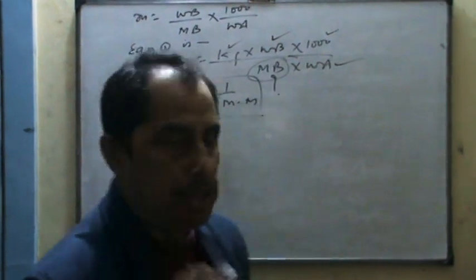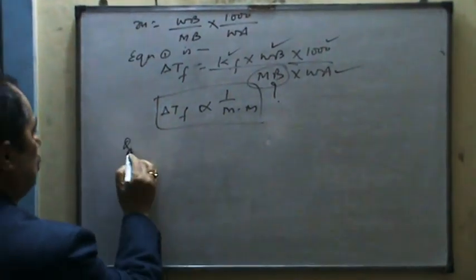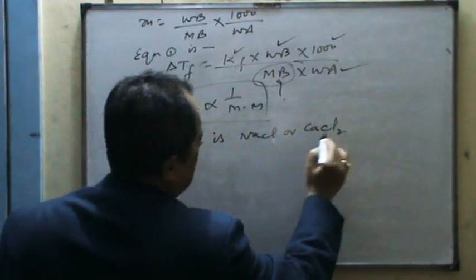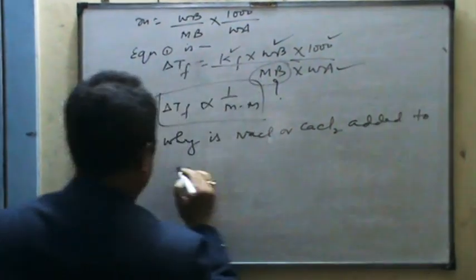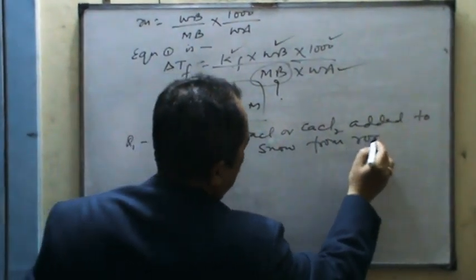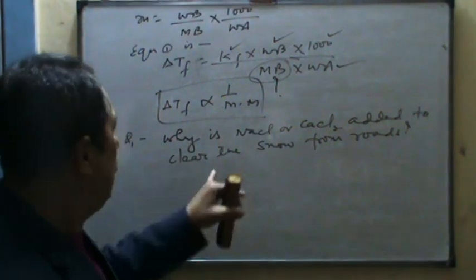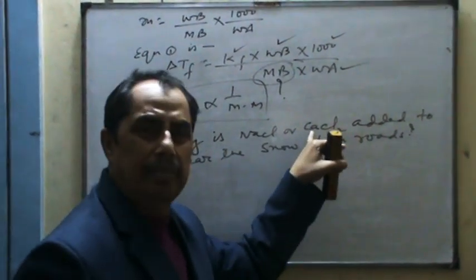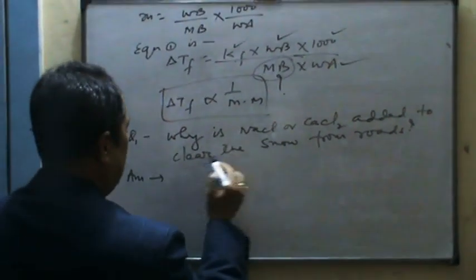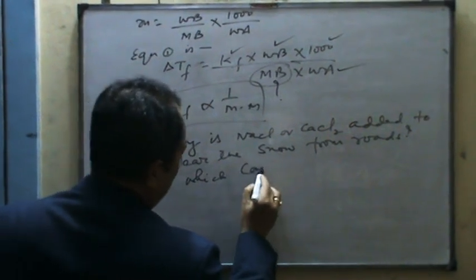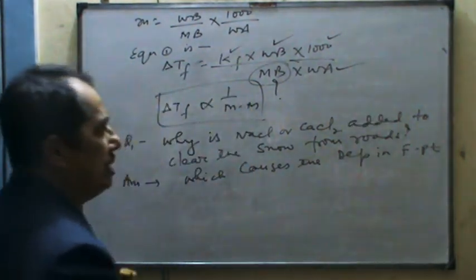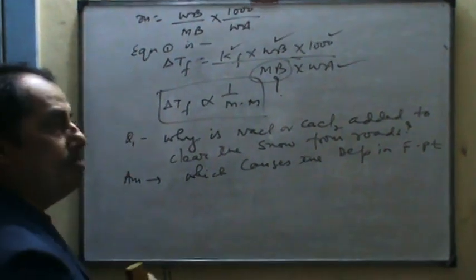Important question pertaining to depression in freezing point. Question is, why is NaCl or CaCl2 added to clear the snow from roads in hill stations? Because whenever you add impurity like NaCl or CaCl2, your answer should be that it causes the depression in freezing point. Your freezing point is going to be depressed and ice starts melting and the road becomes clear.